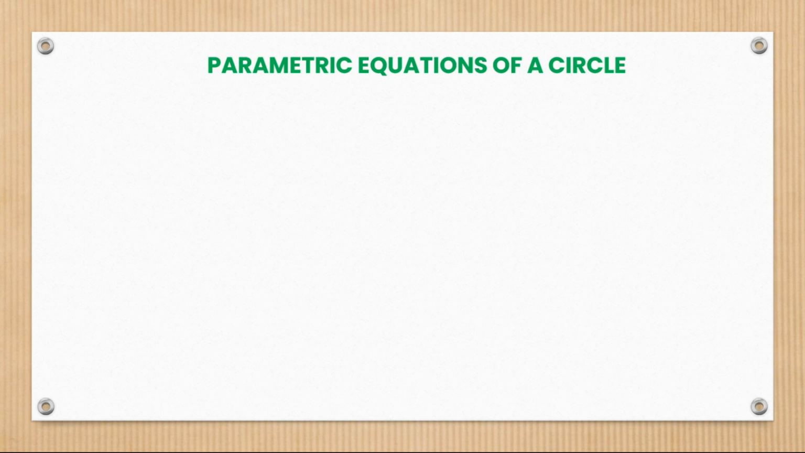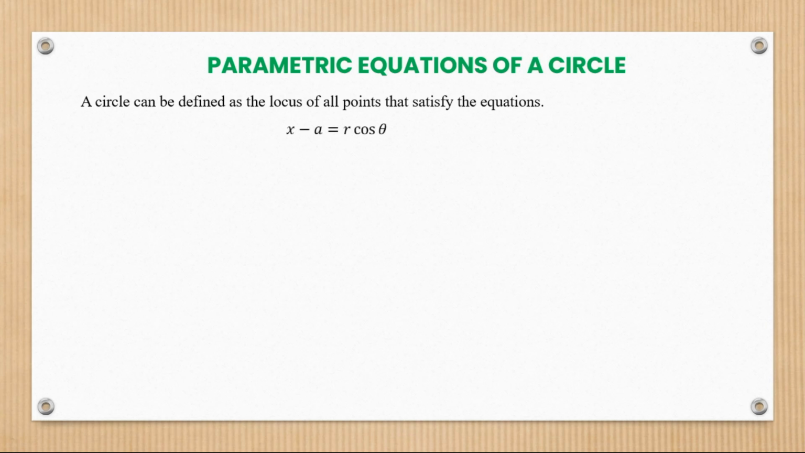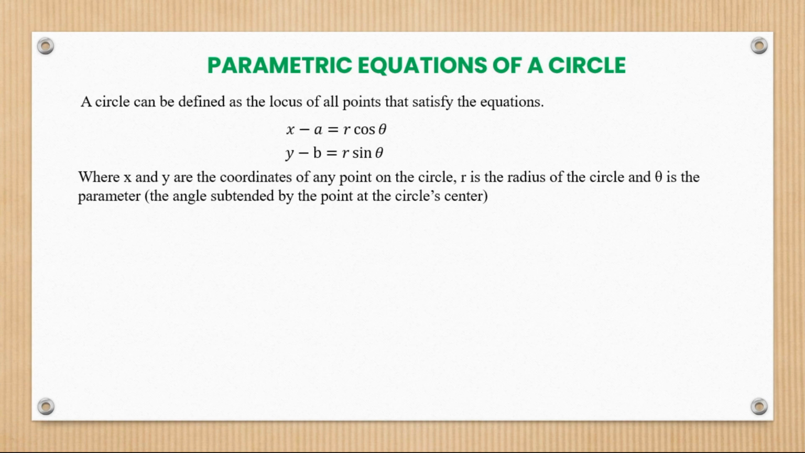Alright, so today we'll look at parametric equations of a circle. So now we can also define a circle as the locus of all points that satisfy the equations x minus a is equal to r cos theta and y minus b is equal to r sin theta, where x and y are the coordinates of any point on the circle.